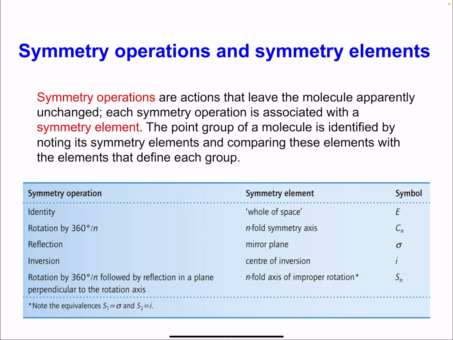And symmetry, I think you should have a basic impression about symmetry, right? If you see something symmetric, that means there's a symmetry element. If you do that operation, the object keeps unchanged. So that's what we call symmetry operations. When you have something symmetric, then you have a symmetry element there.